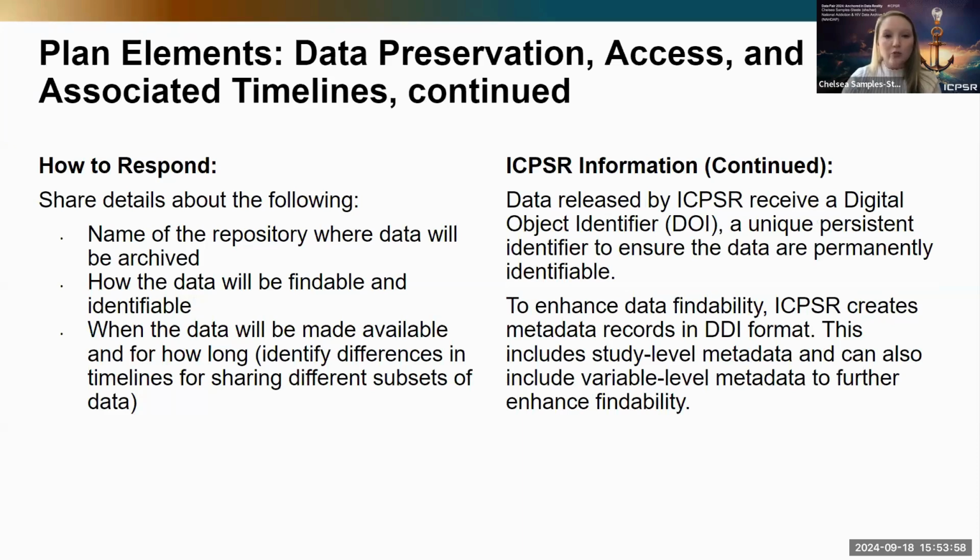Okay, a couple of additional points for this plan element. All data that are released by ICPSR receive a digital object identifier, or DOI, which is a unique persistent identifier that ensures that the data are permanently available and identifiable. And data released by ICPSR have metadata in DDI format, so this is another place where this becomes relevant, including both data and also variable level metadata, which further enhances the discoverability and findability of the data.